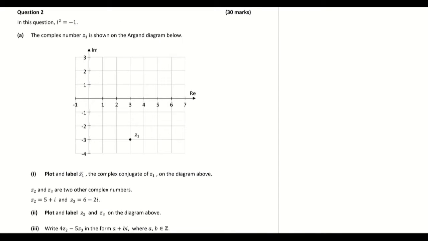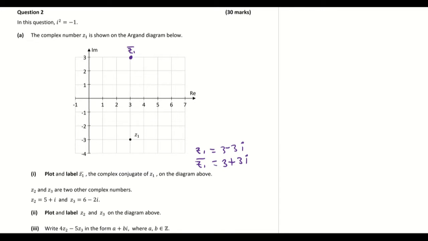Question 2, complex numbers. A, the complex number Z1 is shown on the Argand diagram below. Part 1, plot and label Z1 conjugate, the complex conjugate of Z1, on the diagram above. So the conjugate basically just means you change the sign in front of the i. So Z1, let's just do it out here. The complex number Z1 from the diagram is 3 minus 3i. So the conjugate of that is going to be, change the sign in front of the i to a plus. So 3 plus 3i. So I plot that, 3 plus 3i, which would go here. It says label it, so just make sure you label it Z1 conjugate. See here it says label it, and they put that in bold.